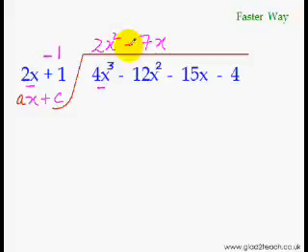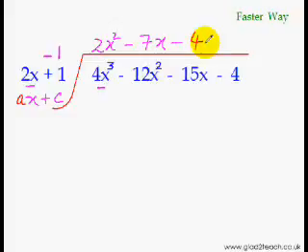So minus 1 times minus 7x will give us plus 7x. Plus 7x minus 15x will give us minus 8x. So before we put minus 8, we divide by this 2. Minus 8 divided by 2 is minus 4. That's it. Question solved. This is our quotient.